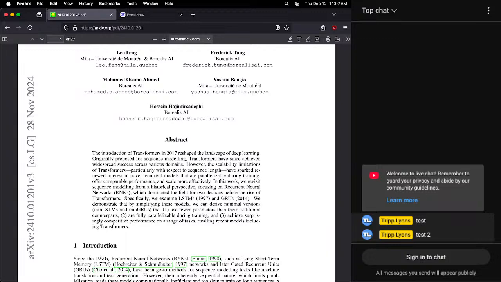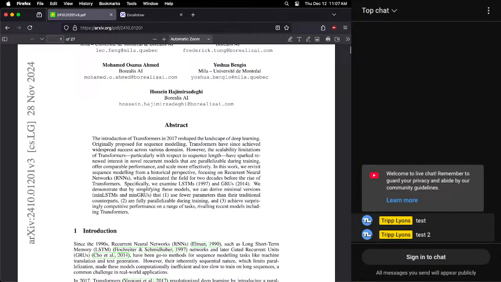In this work, we revisit sequence modeling from a historical perspective, focusing on recurrent neural networks, RNNs, which dominated the field for 2 decades before the rise of transformers. Specifically, we examine LSTMs and GRUs. So these are 2 different kinds of recurrent neural networks. And maybe I could explain just a basic idea of the difference between a recurrent neural network and a transformer.